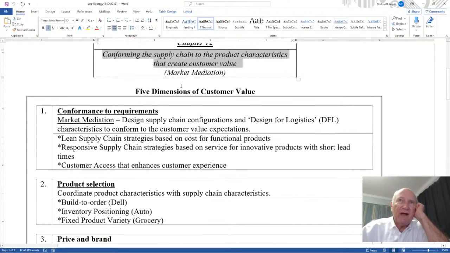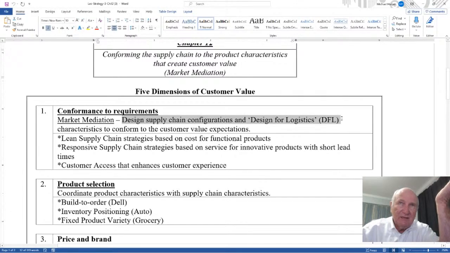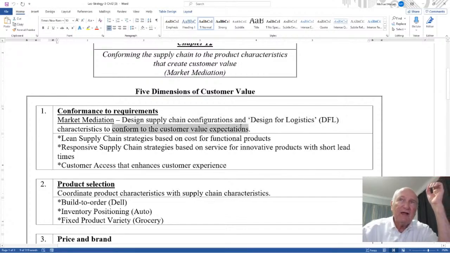So, five dimensions of customer value. First, conformance to requirements, which is market mediation. Designing supply chain configurations, and we saw the different configurations. And your design for logistics, the DFL, we just saw that. The different supply chain configurations of your logistics configurations, and the DFL for design for logistics and standardization. You design those to conform to the customer value expectations.